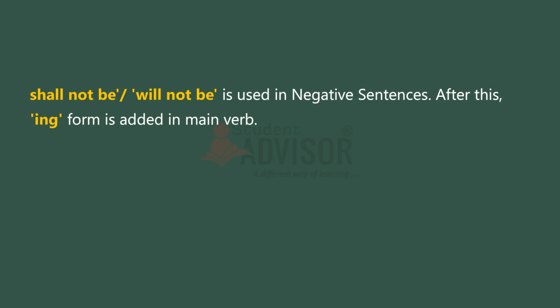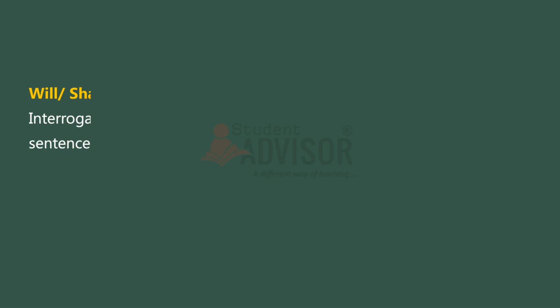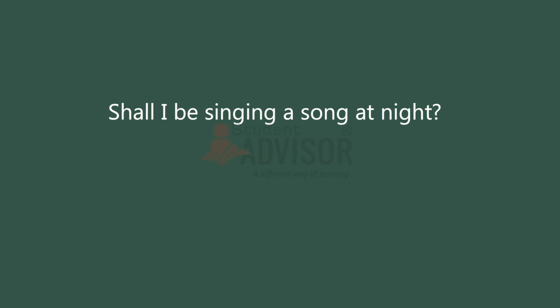Shall not be, will not be is used in negative sentences. After this, ing form is added in main verb, like they will not be waiting for you. Will or shall is used before the subject, and be is used after subject in interrogative sentences. Question mark is put in the end of the sentences, like shall I be singing a song at night?